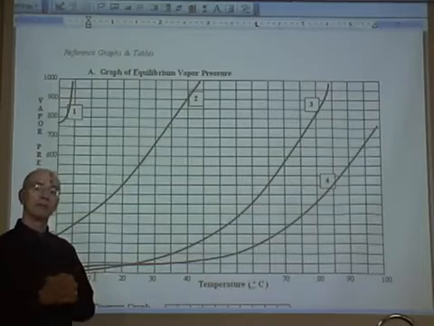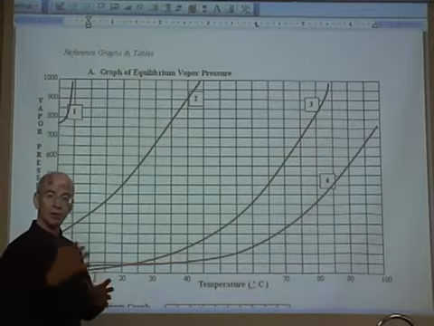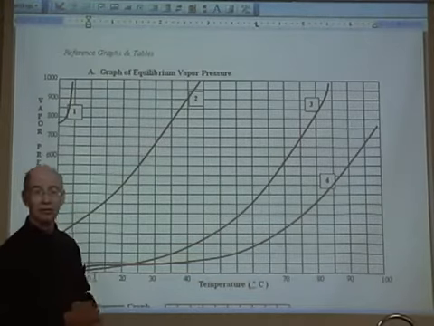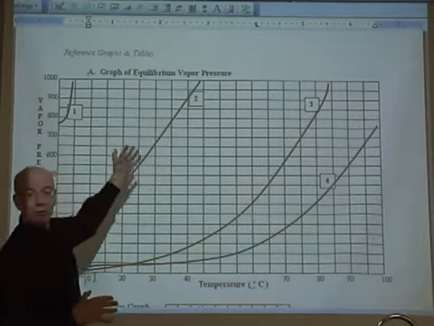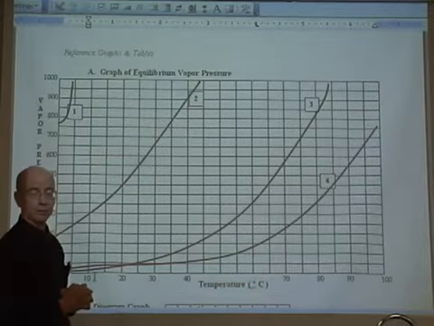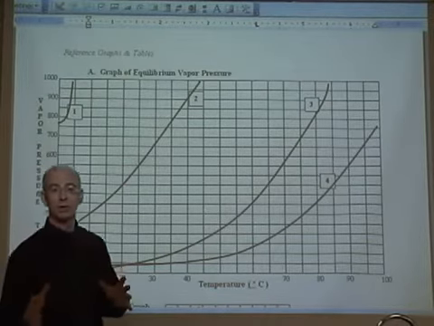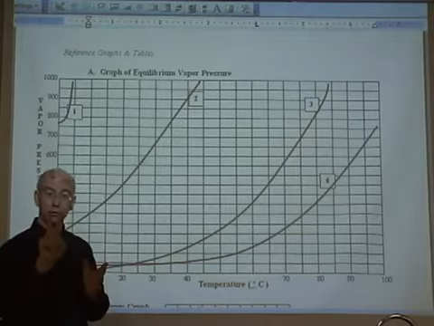Just a little practice with the phases of matter and how they work together. We talk about gases, liquids, and solids during class. Here's an example of a graph of equilibrium vapor pressure. As soon as we hear equilibrium vapor pressure, we should think of two phases.